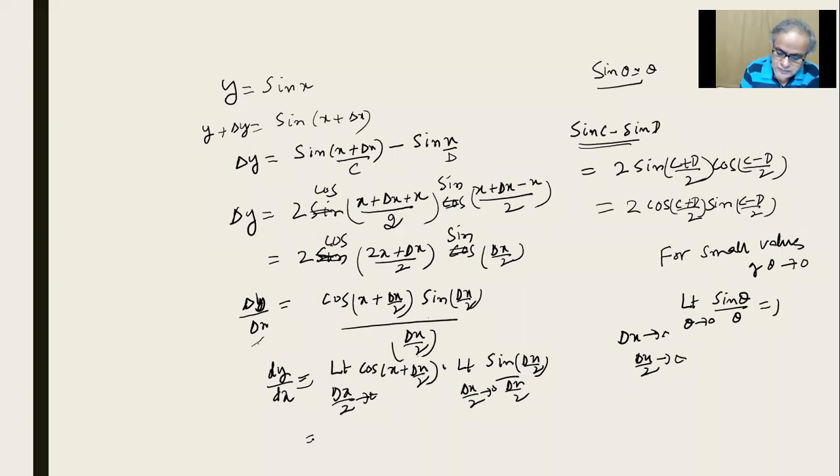So what do you do now? This should become 1. It won't become 0, children. This delta x by 2 is 0, you put it here. So this becomes cos x, and that becomes 1. So the answer is dy by dx equals cos x. So deliberately I showed one of them. I won't be showing the others anyway. Come on, children, I'll give the graphs of certain such functions. Don't worry.